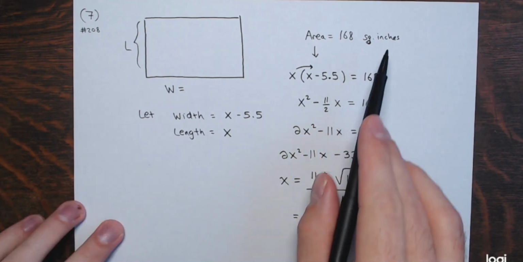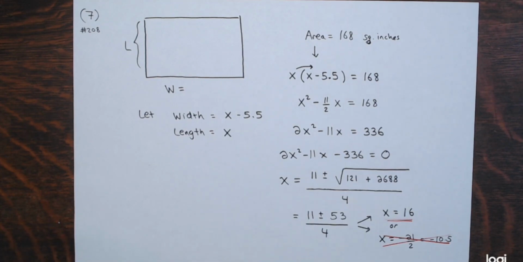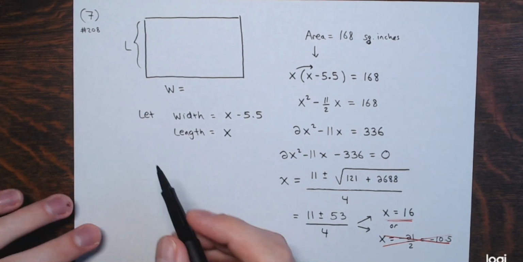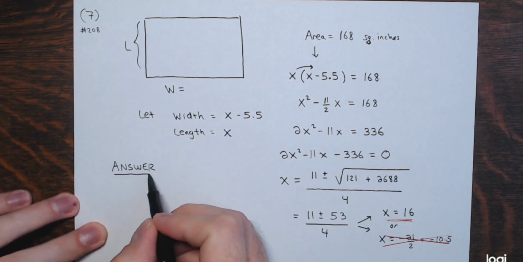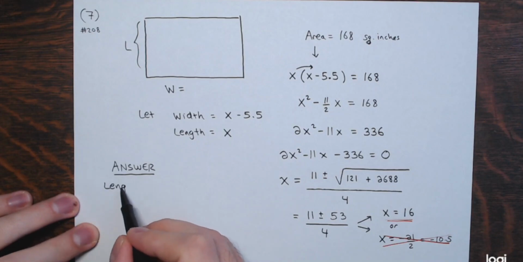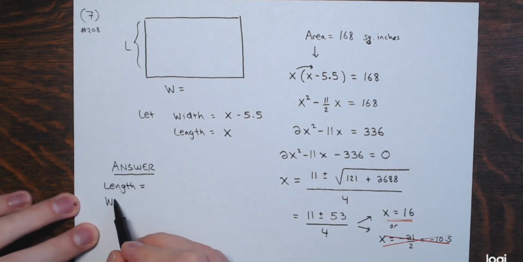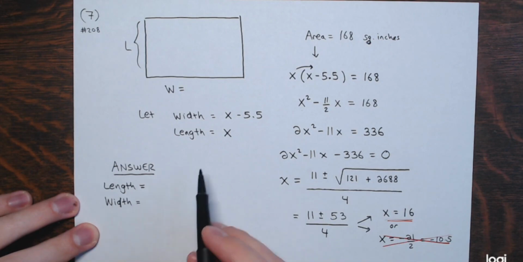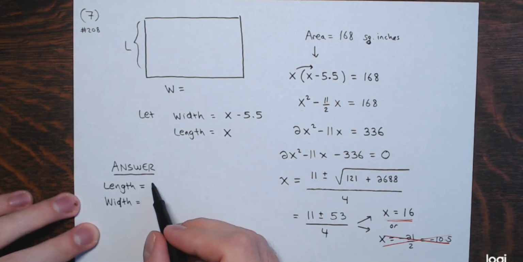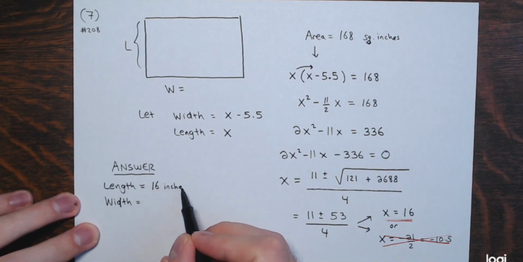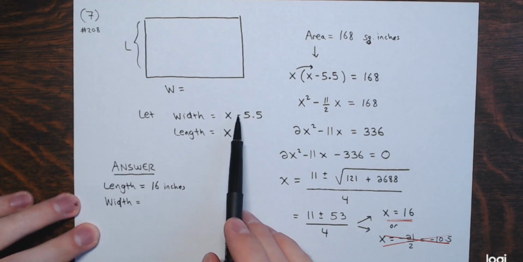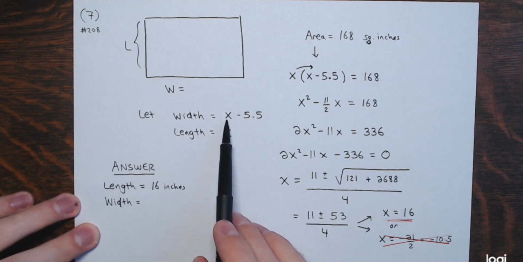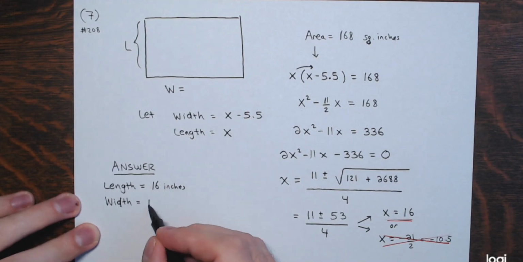Area was given in square inches, so the lengths and widths will be in inches. So now I can answer the question, right? Talking about this rectangular computer screen. The length was x, which is 16. The length would be 16 inches. And the width, remember the width is 5.5 inches less than the length. So 16 minus 5.5 would be 10.5, right? 10.5 inches.